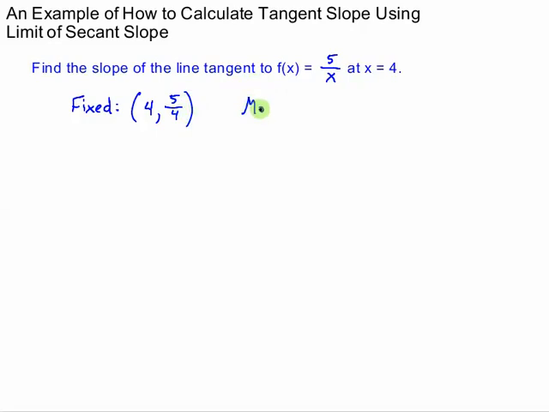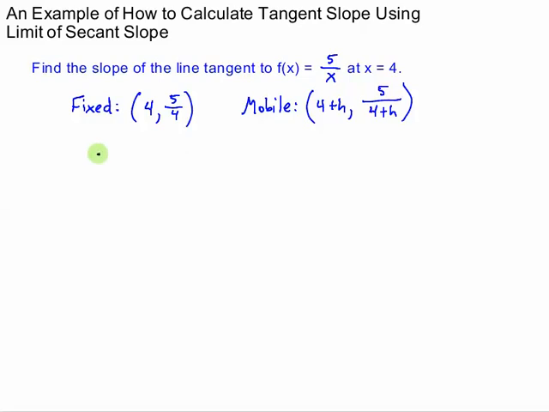The mobile point that's going to involve h is going to be, well, the x value for the mobile point is going to be h more than this x value, so it'd be 4 plus h. And now, since this point is also on this function or this curve, the y value would be what you get when you plug this x value into the function. So you've got 5 over 4 plus h as your y value here.